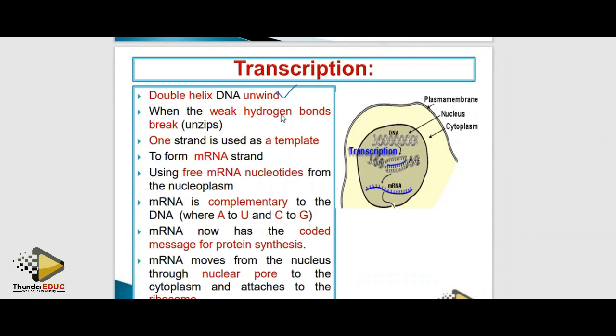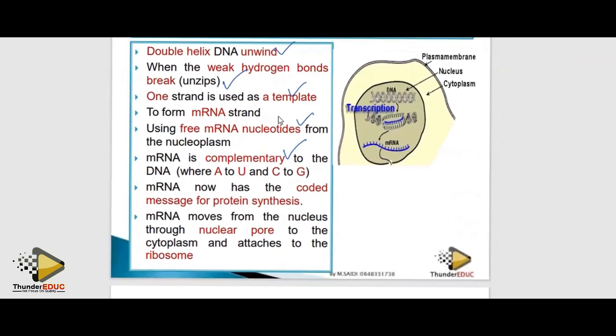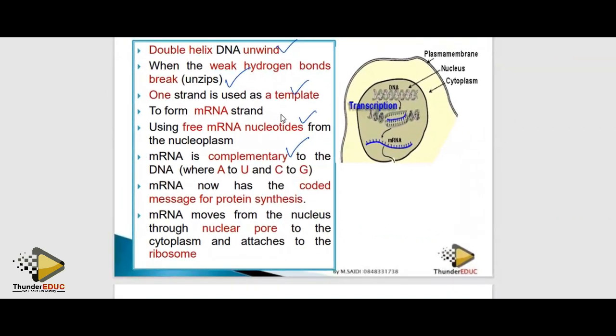Weak hydrogen bond breaking and unzipping is the same thing. One strand. This is very important. Sometimes they say two strands. No. One strand will act as a template for messenger RNA, using the free messenger RNA nucleotides. Then they're saying that the messenger RNA is complementary to DNA, whereby A goes with U and C goes with G. Remember, this is transcription. You are forming messenger RNA.